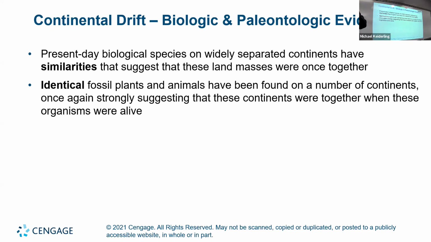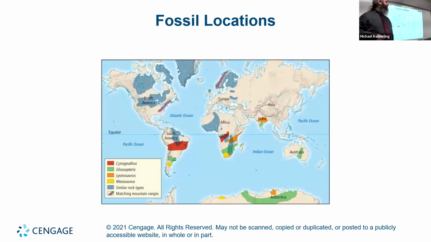And then there's also identical fossil plants and animals that have been found on a number of continents. Once again, strongly suggesting that these continents were together when these organisms were alive. So the fossil evidence is much better evidence that these were bound together, because we find areas with fossils that match up. So, here, for example, each of these colors is a different sort of fossil, the red, green, orange, and yellow.